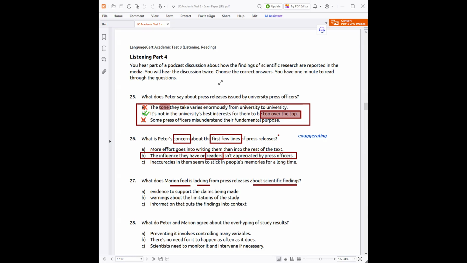All right. And third is information that puts the findings into context. That these press releases lack information that provides the context, the background information, the whole story of these findings, right? Findings means the result, the outcome. Let's listen to what Marion feels is lacking.